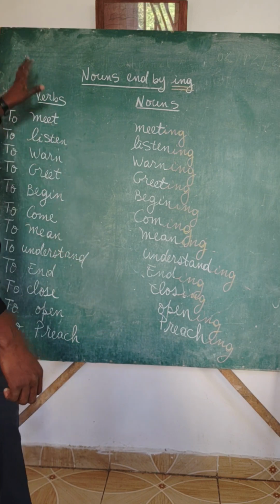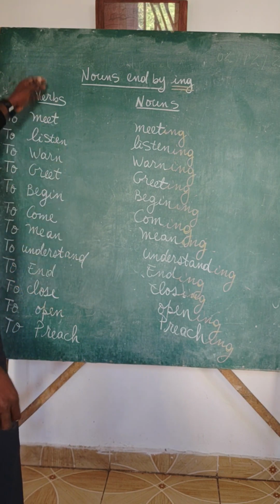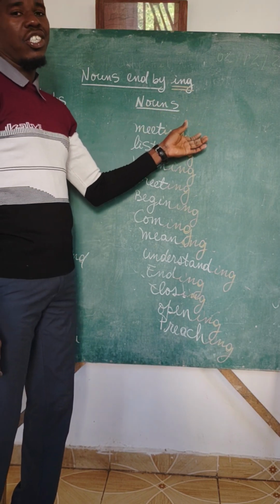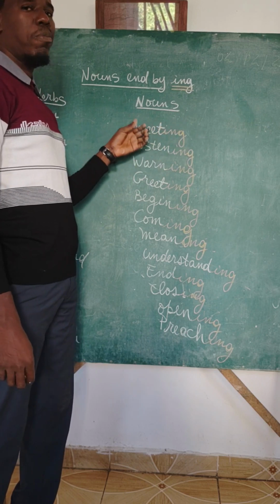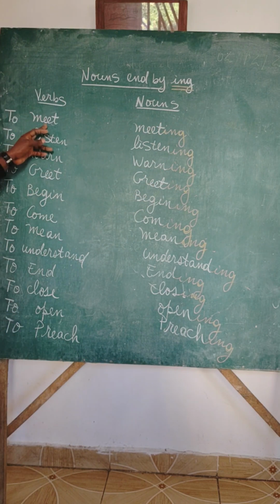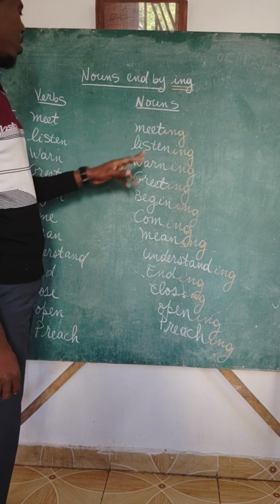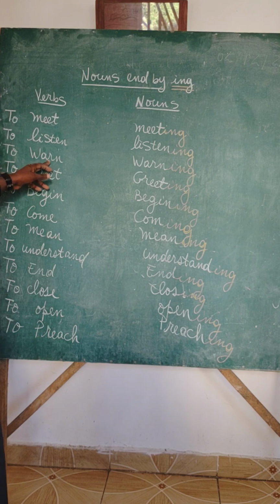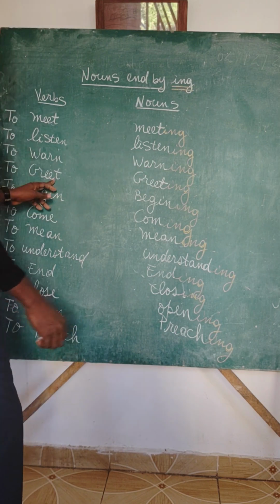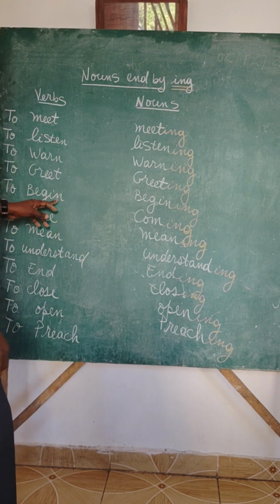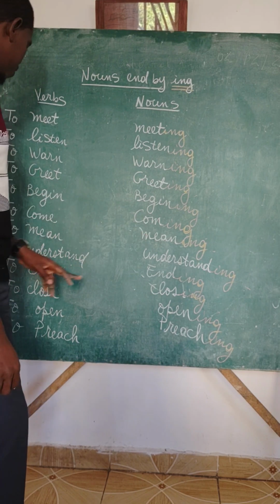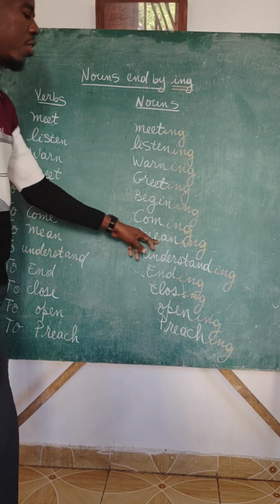Alright, so remember, I'll review the verbs. These words are verbs. You can transform these verbs into nouns by adding ing to the base form of these verbs. Example, to meet, verb, the noun is meeting. To listen, verb, noun, listening. To warn, verb, noun, warning. To greet, verb, noun, greeting. To begin, verb, noun, beginning. To come, noun, coming. To mean, verb, noun, meaning.